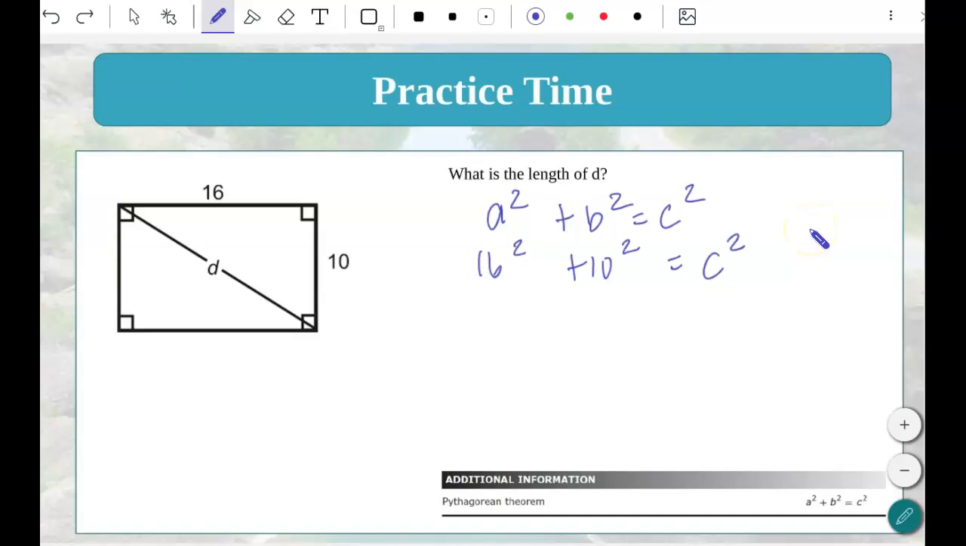So make sure you find out what 16 squared is. Use your calculator if you need to. 256. And then 10 squared is 100. That is C squared. Add those together, you get 356. And that's C squared.